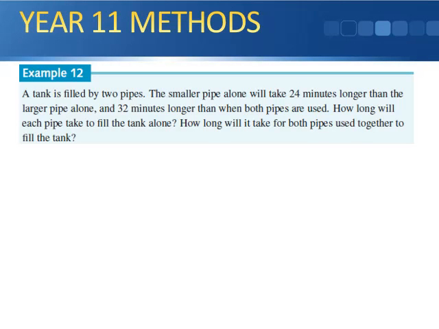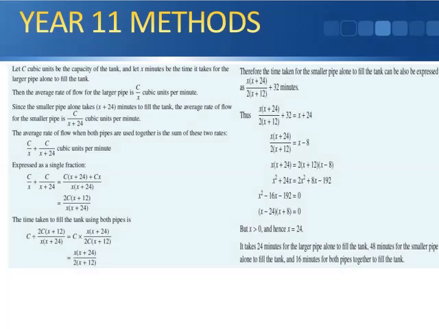Example 12 says a tank is filled by 2 pipes. The smaller pipe alone will take 24 minutes longer than the larger pipe alone, and 32 minutes longer than when both pipes are used. How long will each pipe take to fill the tank alone? How long will it take for both pipes used to fill the tank? This is going to take a while to do, so I've copied it onto the next page, and we'll go through it there.